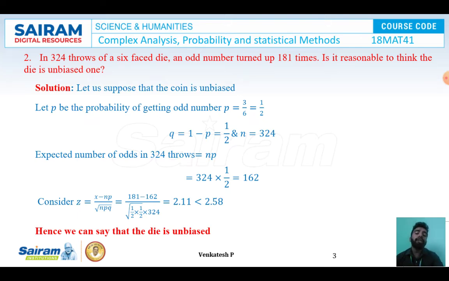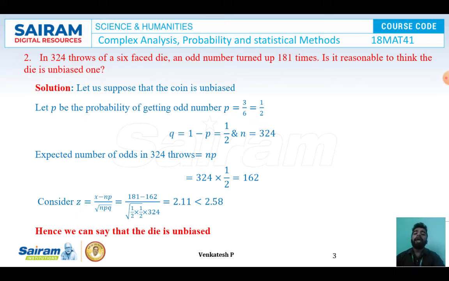So the chance of getting an odd number in throwing a die one time is 3 odd numbers out of 6 possible outcomes. So it is 3 by 6. Therefore, the value of P will be equal to 3 by 6, so P is 1 by 2. To calculate Q, the formula is Q is equal to 1 minus P. So we got Q is equal to 1 by 2. And the value of N is 324 because the die is thrown 324 times.